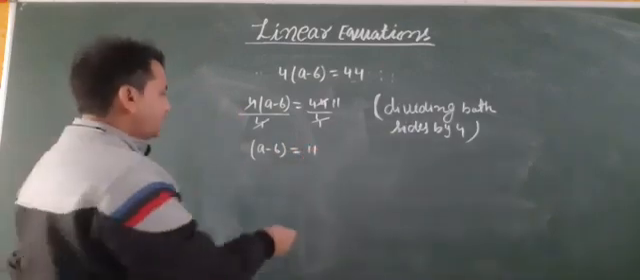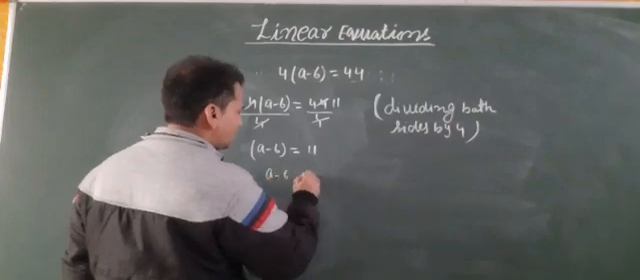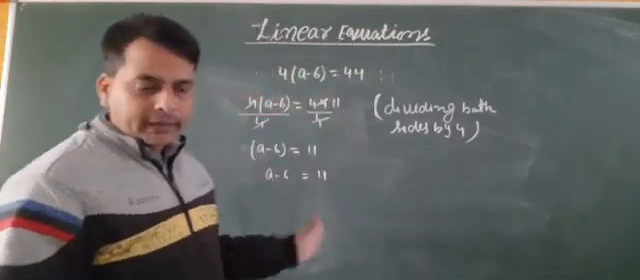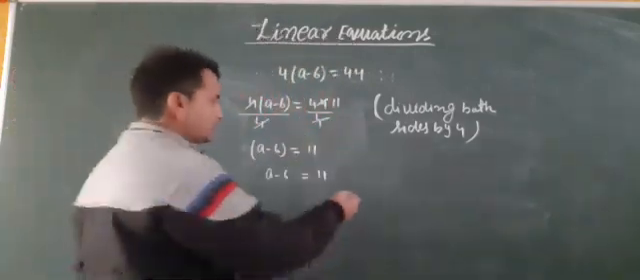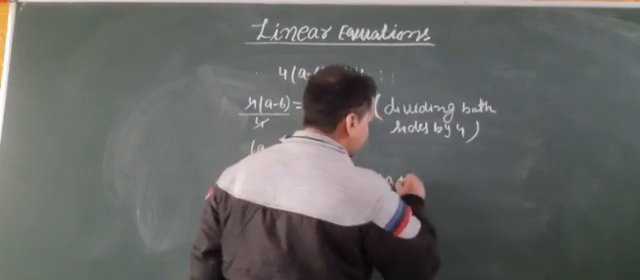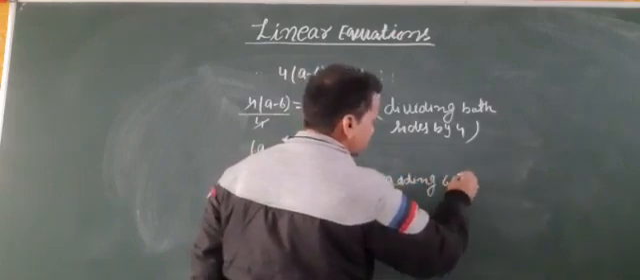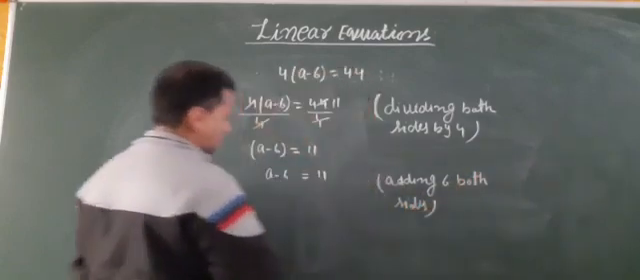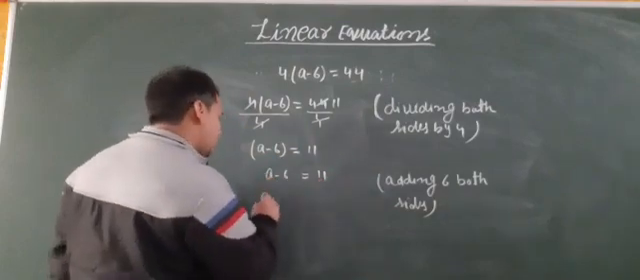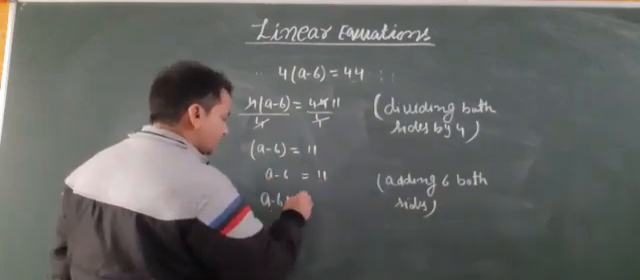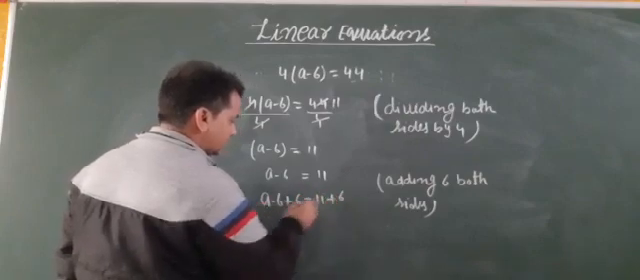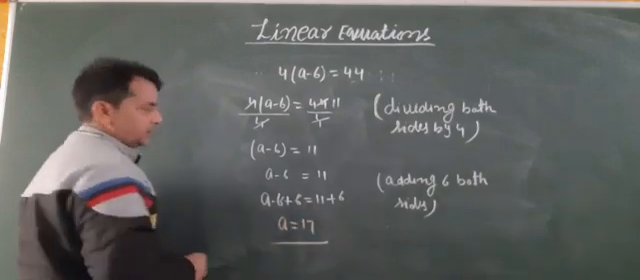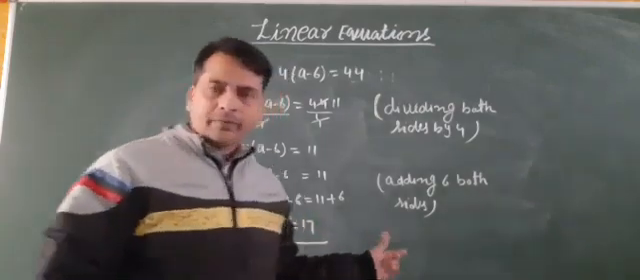So the next step here: a minus 6 equal to 11. Adding 6 to both sides. Then a minus 6 plus 6 equal to 11 plus 6. Then a equal to 17. So the value of a equal to 17.